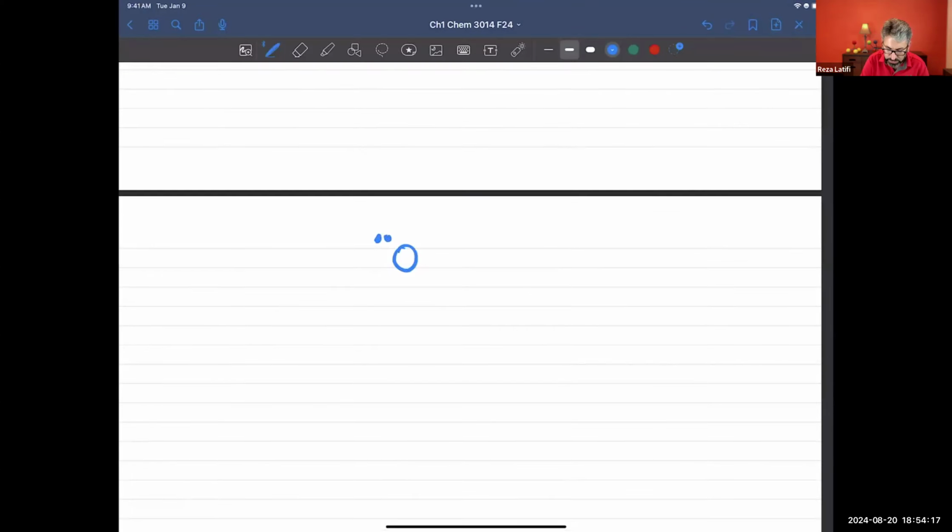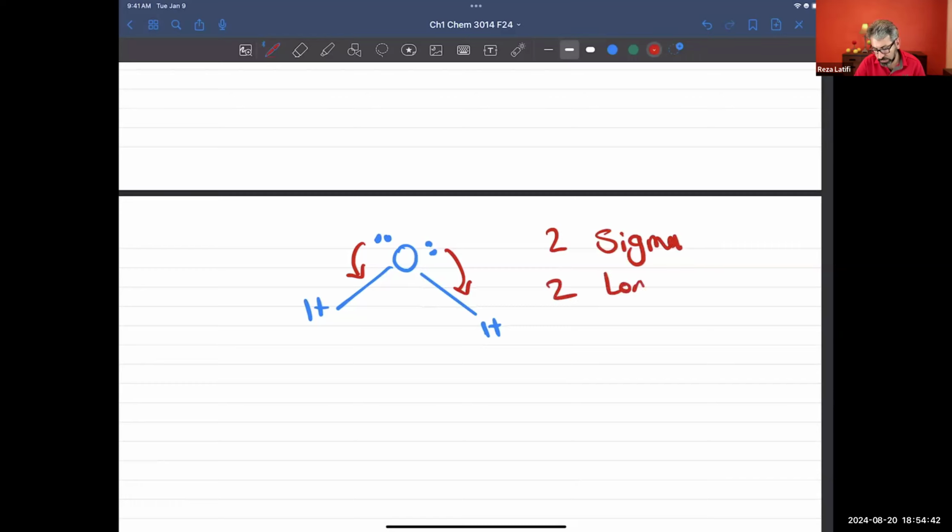Oxygen has 2 lone pairs. Those 2 lone pairs will push the bond pair down. So they're going to push the bond pair. And the bond angle is going to shrink. Okay, so remember, right now I have 2 sigma bonds and 2 lone pairs. So I expect the geometry to be tetrahedral. Okay, expect it to be tetrahedral because I got 4.